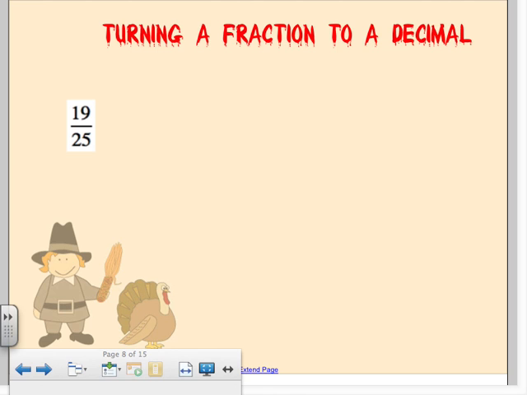Finally, our last thing we're going to review is turning a fraction into a decimal and a decimal into a fraction. So very similar to what we did. Remember, the fraction bar means division. We're going to divide. It's 19 divided by 25. So take 19, and I'm dividing it by 25. Now this time, I want it to turn into a decimal, so I'm going to add that decimal point. 25 doesn't go into 19 at all.